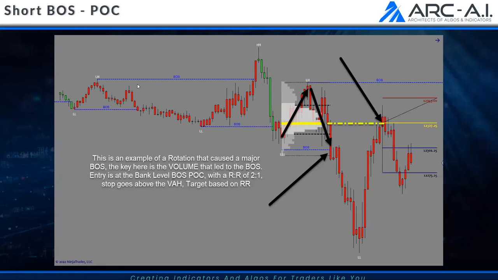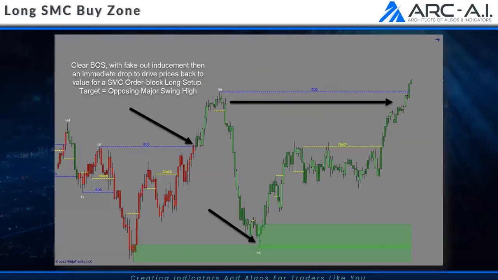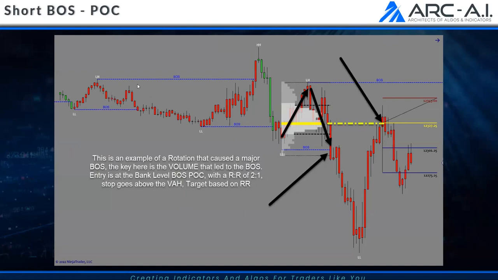Does everybody understand this? Did everybody understand the prior example? I'll give you this. Did everybody understand this setup? Give me a yes, you understand this trade. Okay. Give me a yes that you understand this. We're looking for the boss rotation, and we're looking for the point of control that led to the boss break.